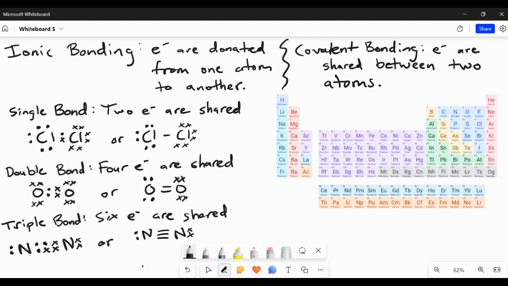So covalent bonding, just to recap it, are when electrons are shared between two atoms. And when this happens, these atoms become more stable because they can kind of get around the octet rule a little bit. Because effectively what's happening is the electrons that form the bond are counted twice. So single bonds are when 2 electrons are shared, double bonds are when 4 electrons are shared, triple bonds are when 6 electrons are shared.